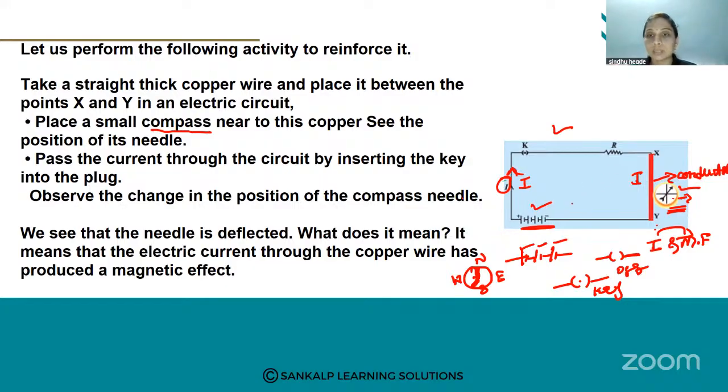By doing this experiment, he showed that when current flows in a circuit, there is some magnetic effect also generated in the circuit. That is the concept. Got clear?